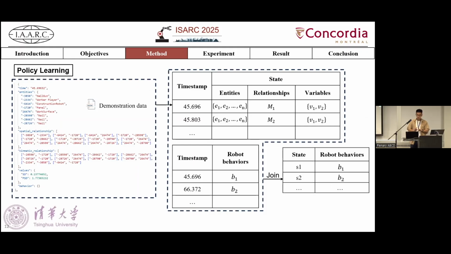And the whole demonstration data includes entities, relationships, variables, and robots' behaviors. And after we collected all this data, we align it based on the timestamp. So by doing this, we build a clear connection between the scene state and the robot's behavior, and then we can get a policy.